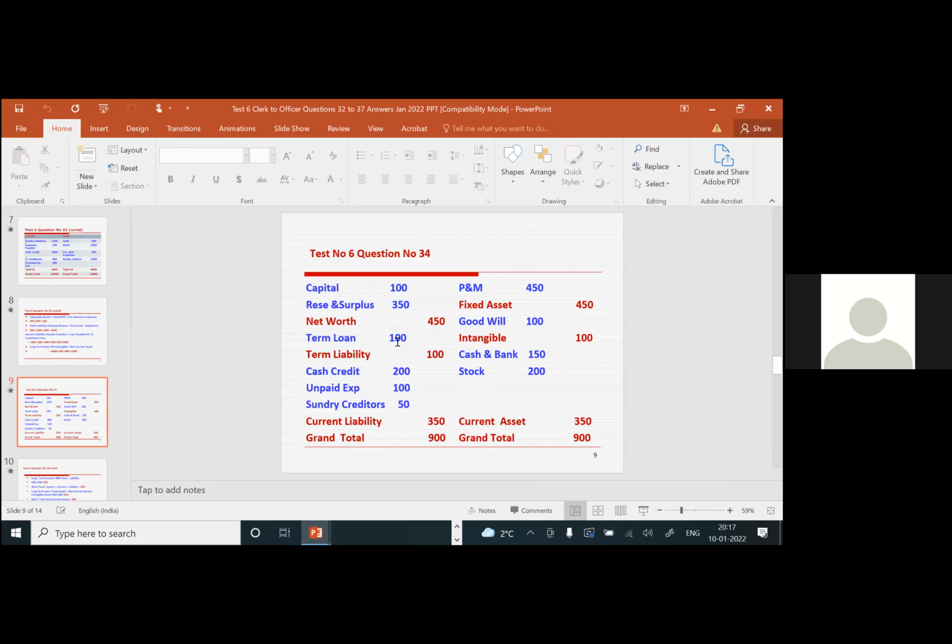Then term loan. Term loan, which is repayable beyond 12 months, is 100. So term liability is nothing but the term loan. Any other figure is not there, only the term loan, so term liability is 100.